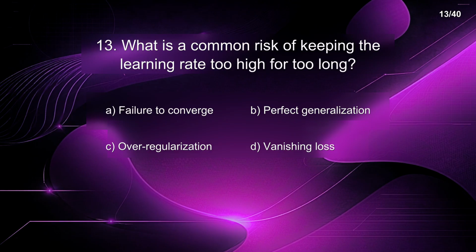13th question. What is a common risk of keeping the learning rate too high for too long? A. Failure to converge. B. Perfect generalization. C. Overregularization. D. Vanishing loss. Correct answer is A. Failure to converge.